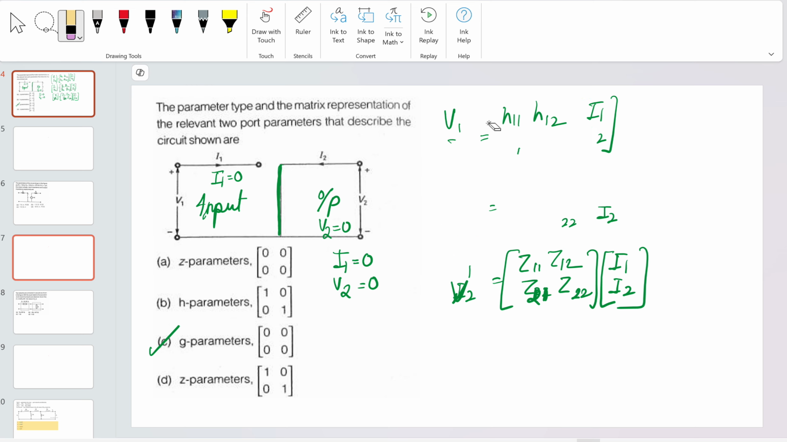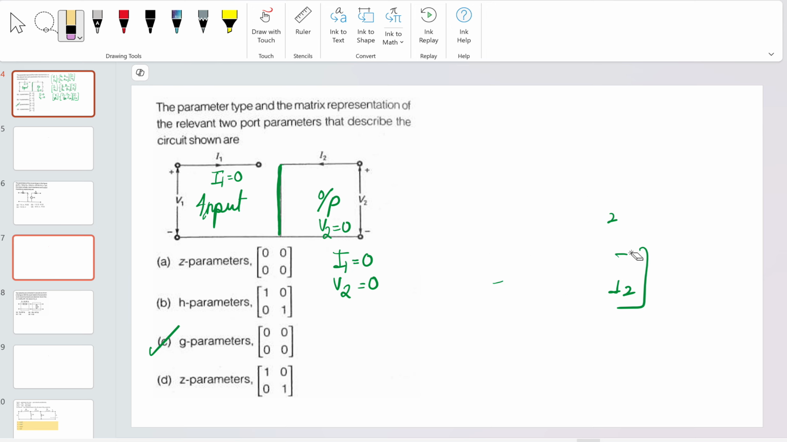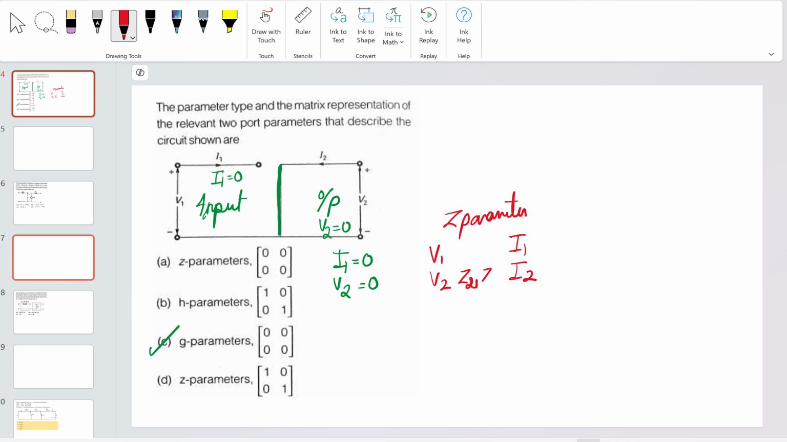So the way it could be solved easily is to go through the Z parameter, which is always easy for solving. The Z parameter is basically [V1; V2] equal to [Z] times [I1; I2]. So here I could have gone through Z21 and Z22 because the V2 is already 0. It means that Z21 will be equal to 0 and Z22 will be equal to 0.